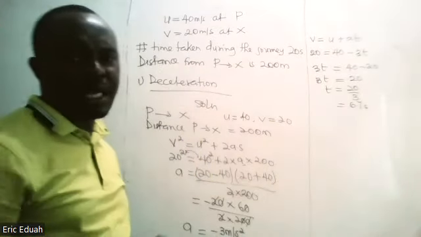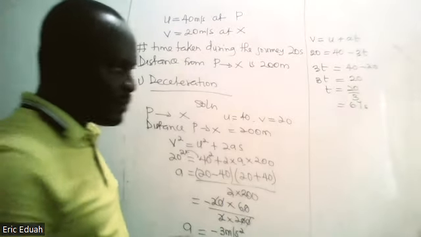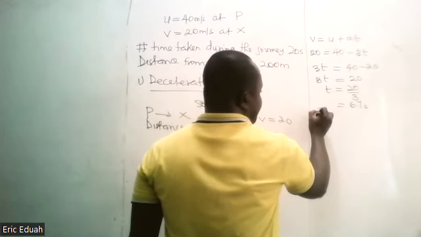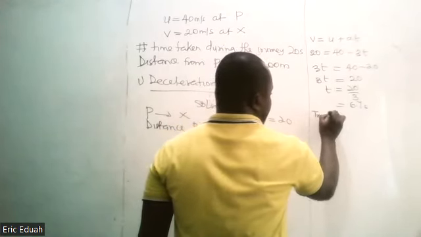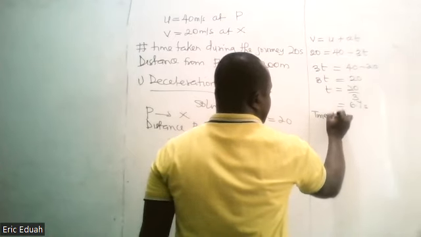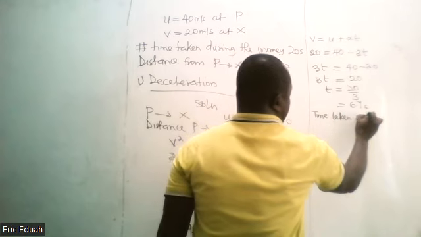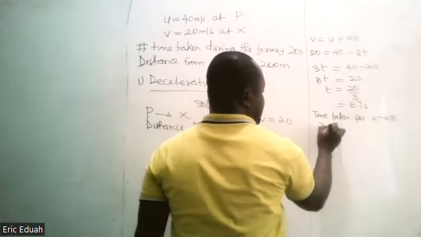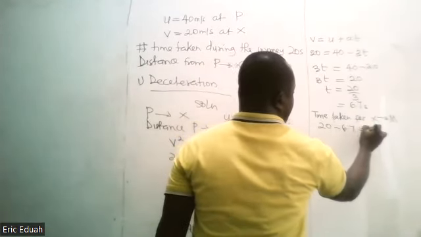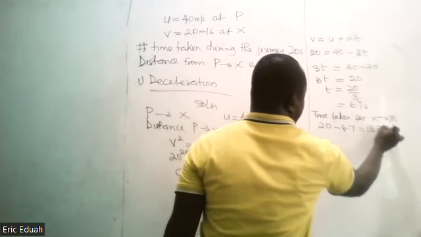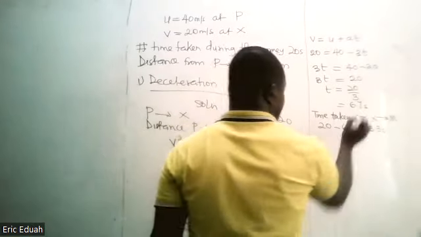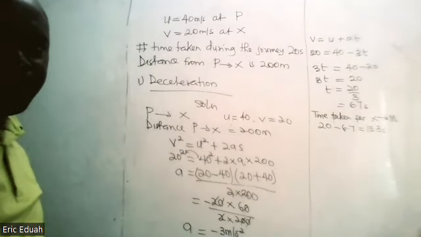Now, once the total time taken during the whole journey is 20 seconds, then it means that the time taken for X to M must be 20 minus 6.7, and that will be 13.3 seconds approximately. Please, are we fine with the time?